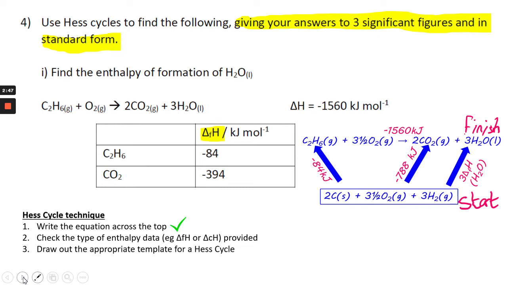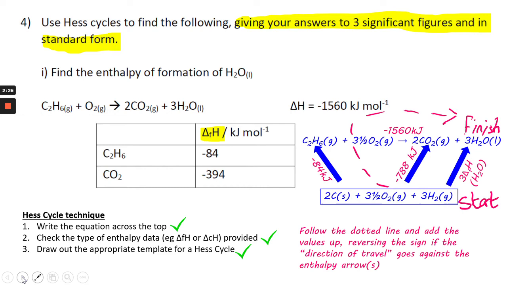So the way to do this is to think about where you're starting. You're starting at the uncombined elements and you're finishing off with water. So you draw an indirect route. We can't do the direct route because we're trying to work that out, but the indirect route we can do. So we draw a little dotted arrow representing the indirect route.